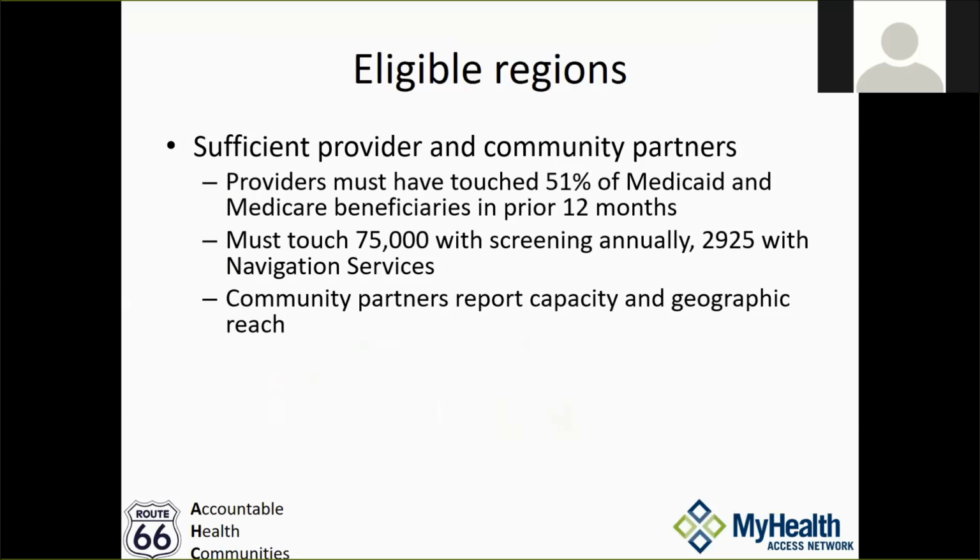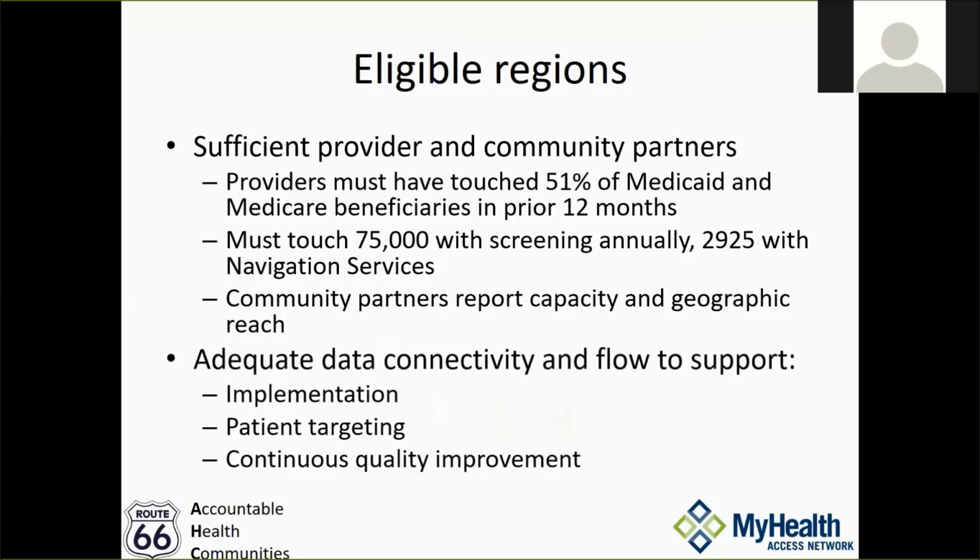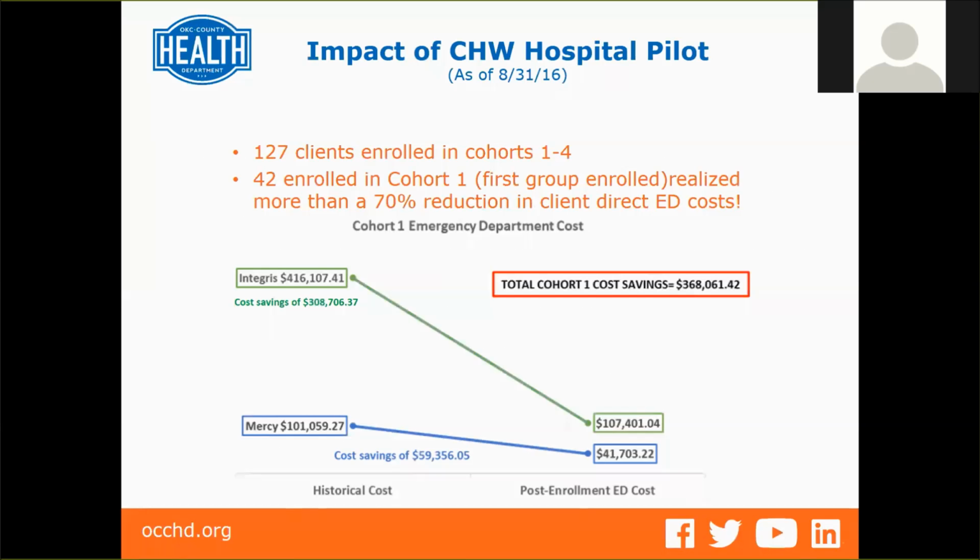So the reasons that we're eligible for this project, in case it comes open again, is that the providers in the region have to touch 51% of Medicare and Medicaid beneficiaries. We have to be able to commit to screening 75,000 people a year, with about 3,000 of them that screen into high risk and therefore get a hands-on navigation service. And the community partners report capacity and geographic reach that is sufficient. And there has to be adequate data connectivity, and this is where MyHealth comes in, and data flow to support the implementation, to support patient targeting, and continuous quality improvement.